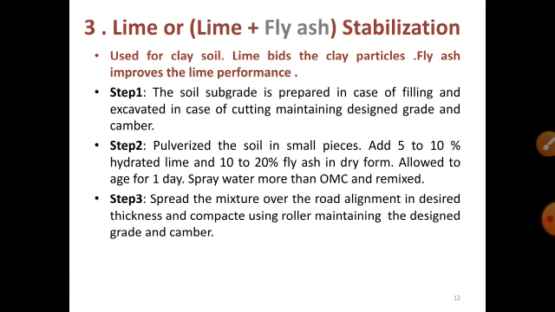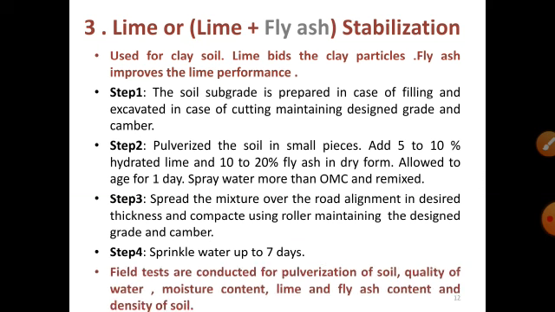Step 3. Spread the mixture over the road alignment in desired thickness and compact using rollers, maintaining the design grade and camber. Step 4. Sprinkle water up to 7 days. Field tests are conducted for pulverization of soil, quality of water, moisture content, lime and fly ash content, and density of soil.